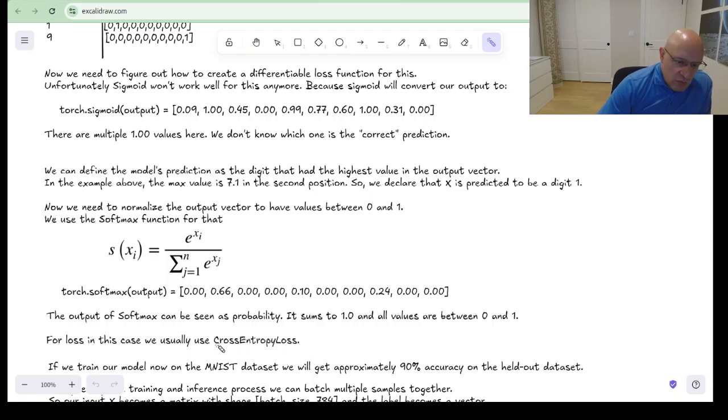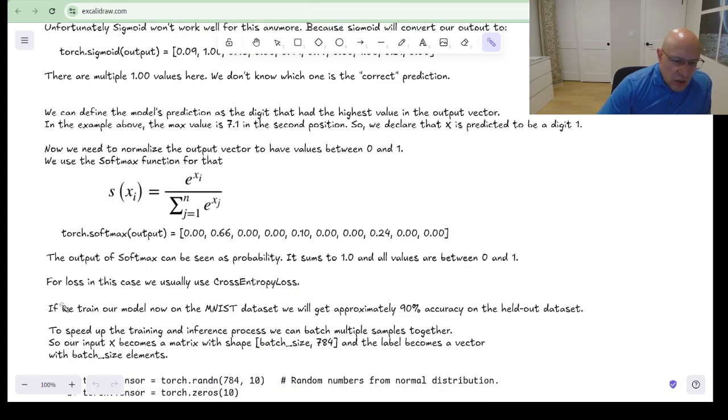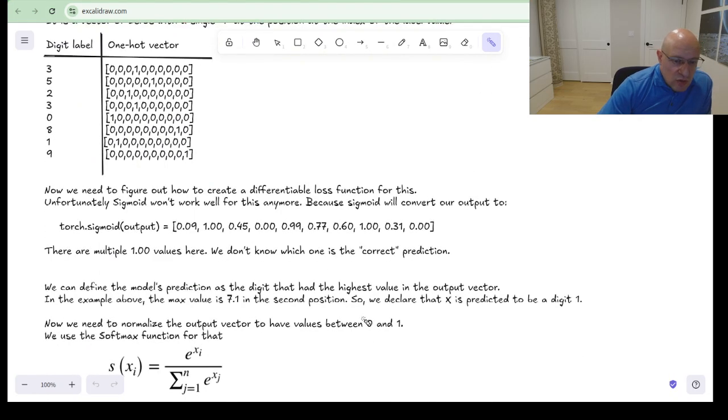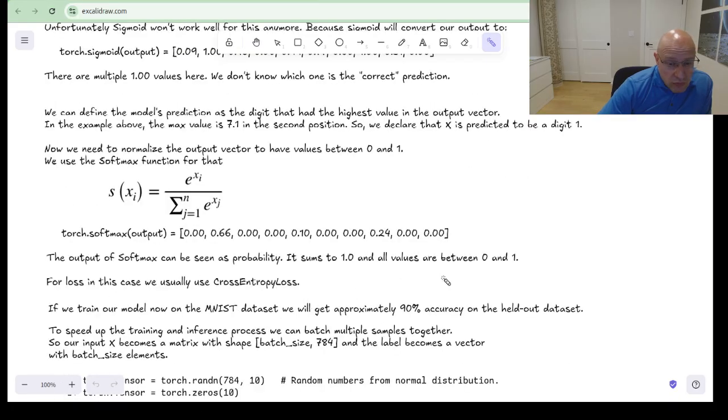So if we use this cross entropy loss, we can now train our model. It's a very simple model, essentially a simple matrix multiplication by a simple matrix. And we can get up to 90% accuracy on the held out dataset. It's very nice that such a simple model already achieves quite good results.